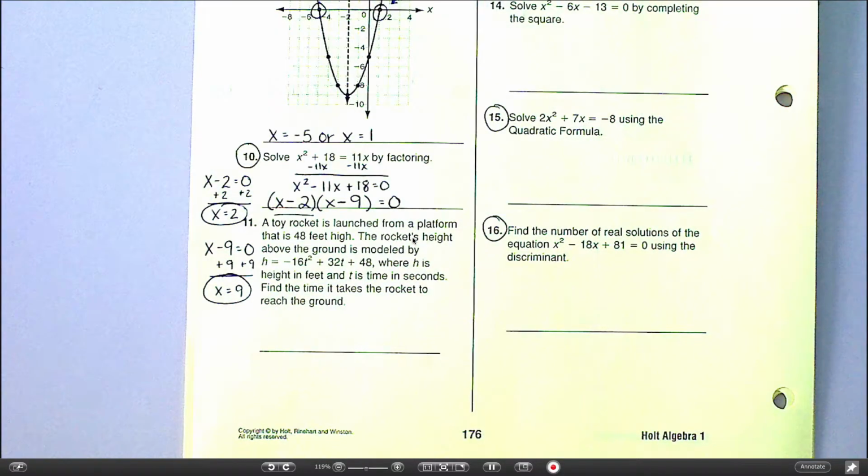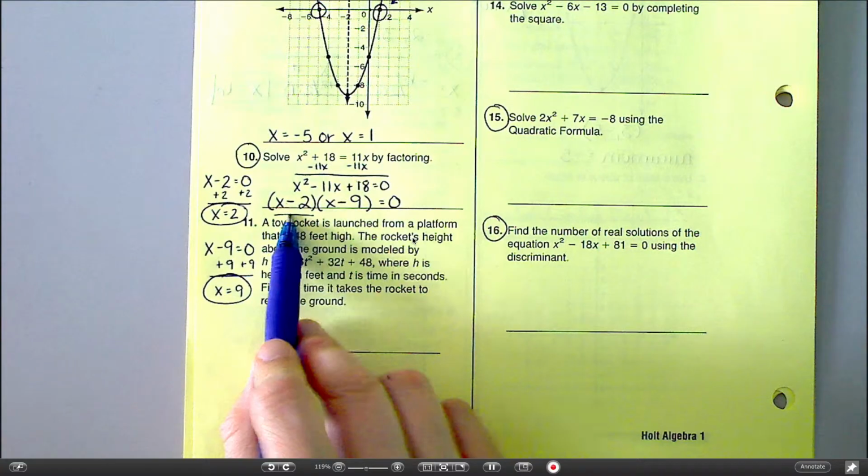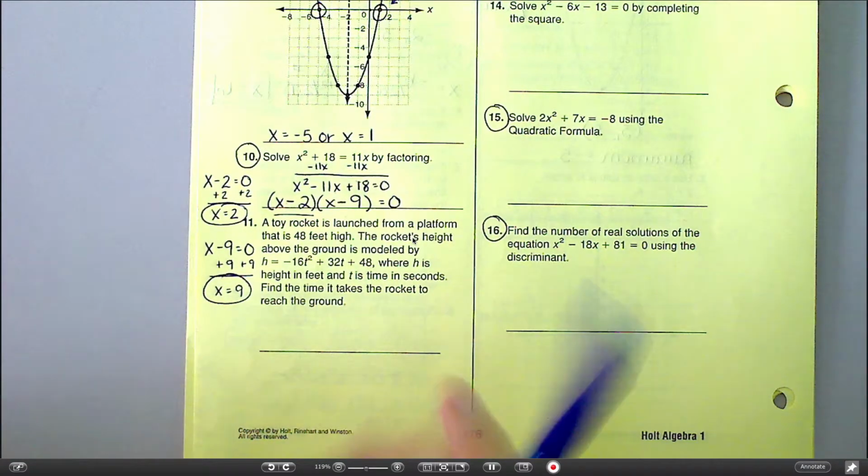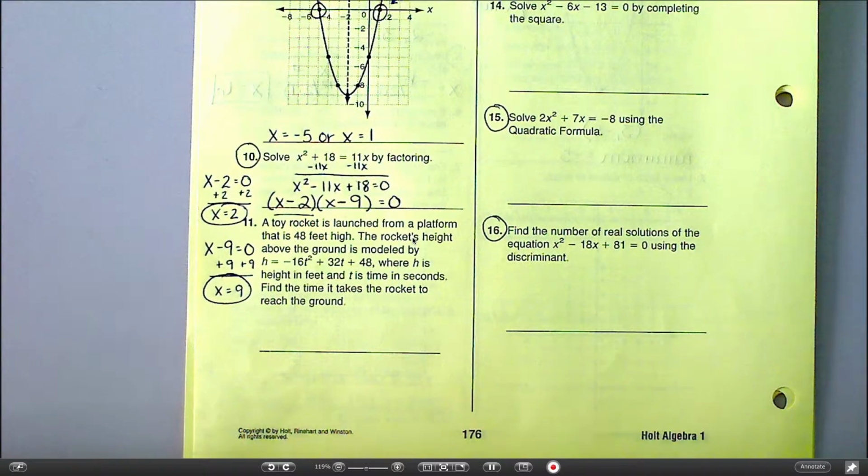Okay. So when you factor, you're going to break it into two pieces. Make sure it's equal to 0 first. Break it into two pieces, set each piece equal to 0, and then solve each piece. You okay with that? And factoring we covered yesterday. How are you feeling on that stuff?